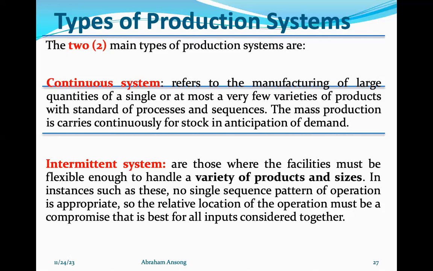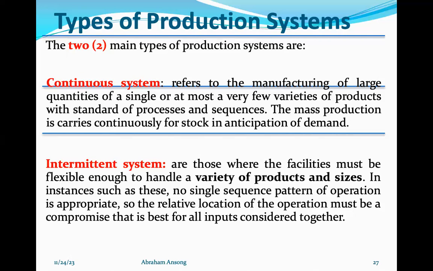So it's a system where you produce the same type of product, or just a few varieties of products, in mass, in larger quantities. So the process is standardized, so that at the end of the day, you can get the same or similar type of products in larger quantities. And so you need a continuous system in order to be able to undertake that type of production.